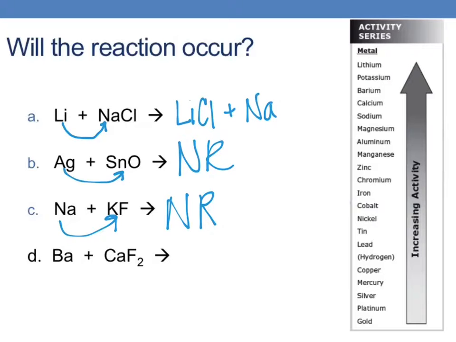And next, barium and calcium fluoride. Will this happen? Yes, it will happen. And we will end up with calcium by itself in the corner while barium and fluorine dance away. So it doesn't matter what order you put them in. No. Any questions on that?